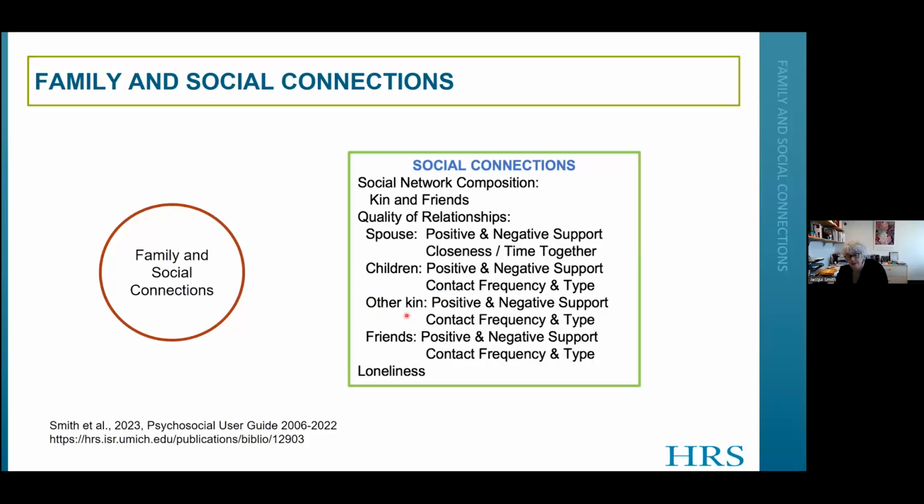Also with other kin, siblings, parents, for example, if they're still alive, parents-in-law, and friends. We know that friends often give much more positive support and a sense of well-being. And on the other side, of course, loneliness, a sort of perceived lack of social connection.